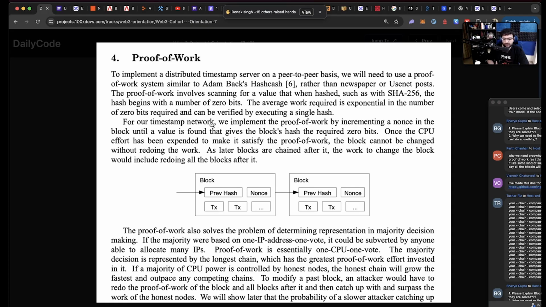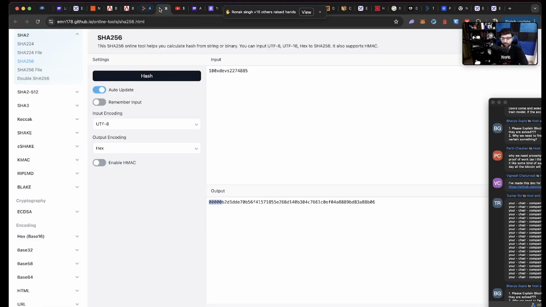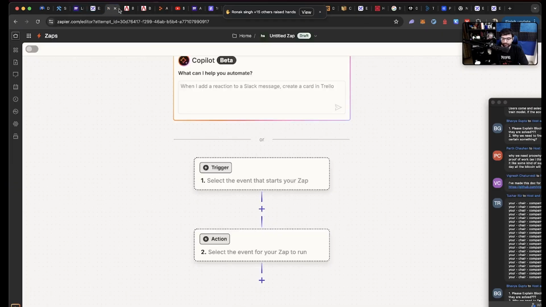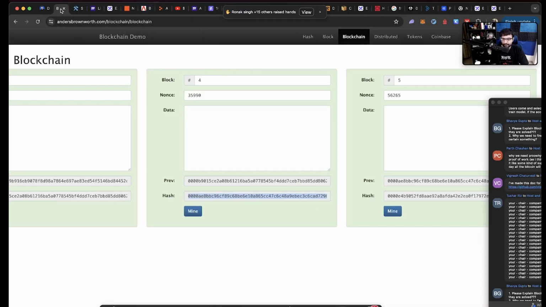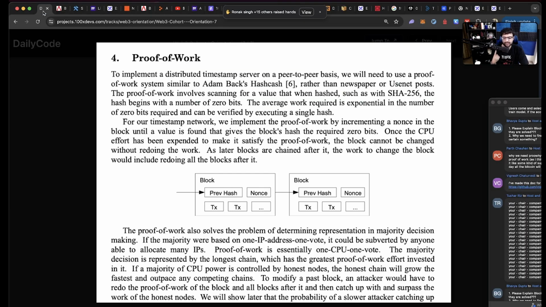For our timestamp network, we will implement proof of work by incrementing a nonce in the block until a value is found that gives the block's hash the required zero bits. It gives the block hash, this hash right here, the required number of bits. When you're mining, you're finding the hash, so you get X number of zeros in the beginning. This is the important part. This is why proof of work is required.